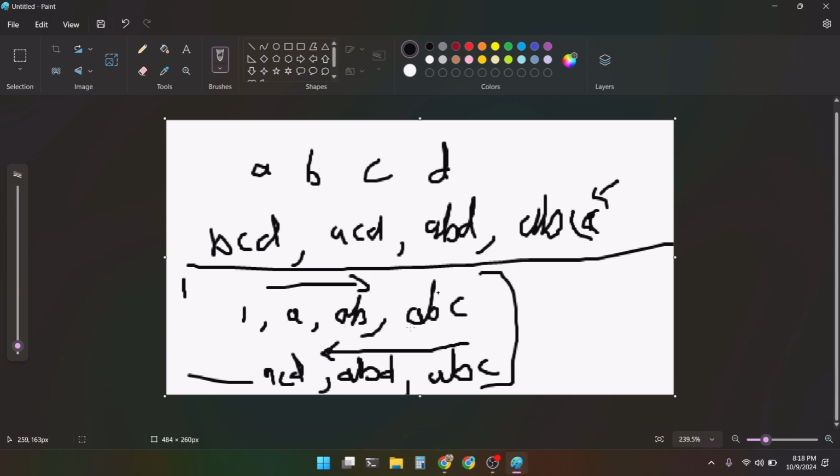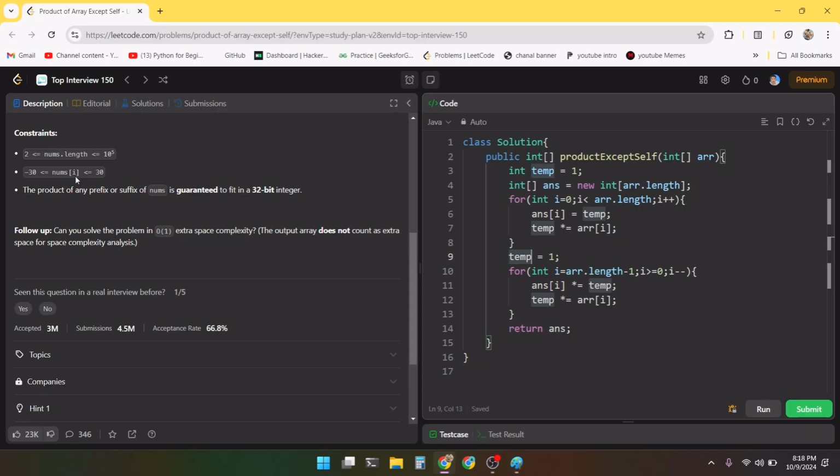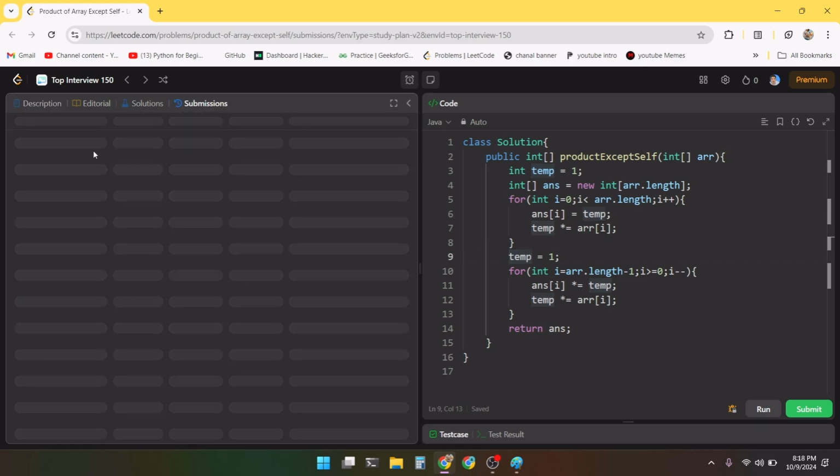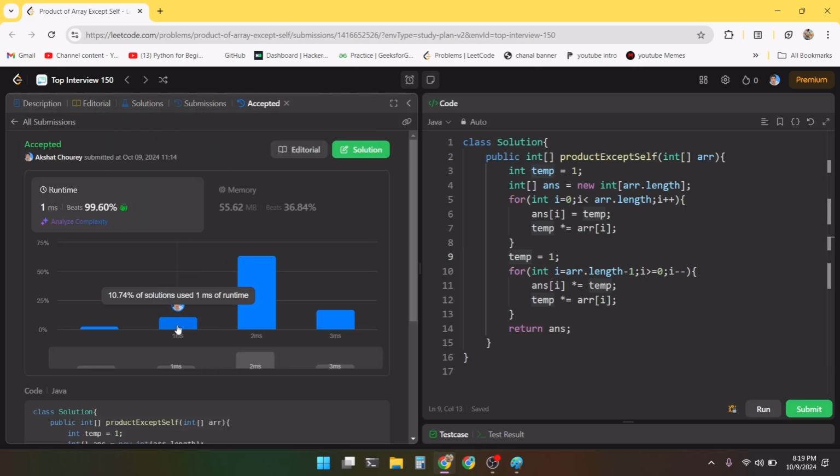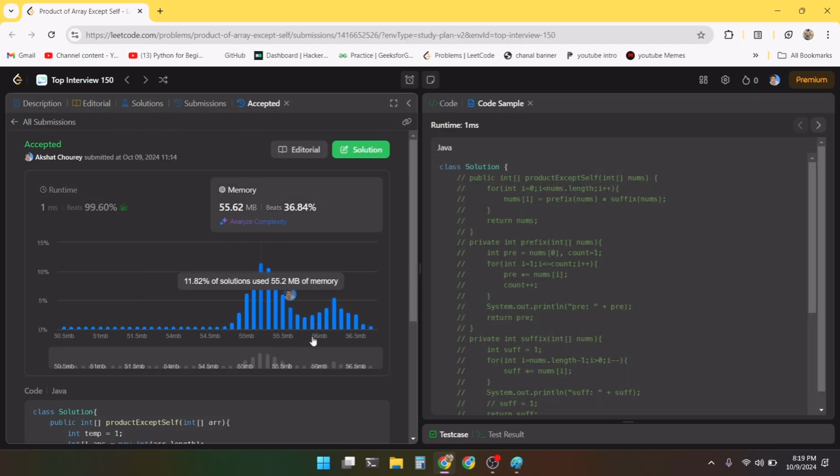So this is how this question is done. Well, actually this time complexity is also very low, meaning moderate, not low. Yeah, 96 percent beats.